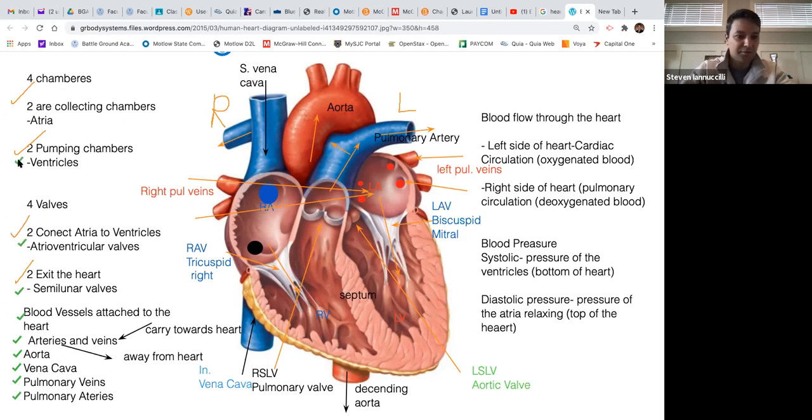So we did the blood vessels, did the arteries, did aorta, vena cava, pulmonary veins, pulmonary arteries. Okay, we did the valves, we did the ventricles. We're gonna double check everything here, okay?